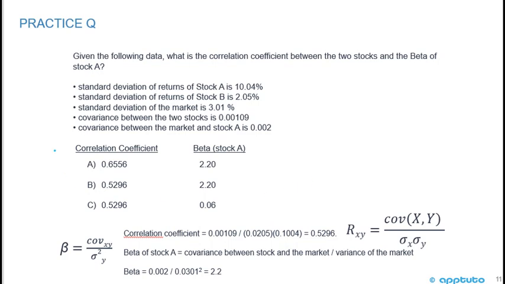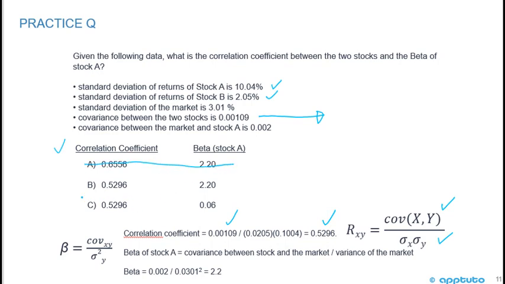So let's start with the correlation coefficient. This is between the two stocks. So the formula for the correlation coefficient is the covariance between the two stocks divided by the standard deviation of one times the standard deviation of the other. We've been given the covariance between the two stocks, 0.00109. So we have our numerator, and then for our denominator, it's going to be the standard deviation of returns, 0.0205 times 0.104, and we get the correlation coefficient of 0.5296. So we know A is therefore out.